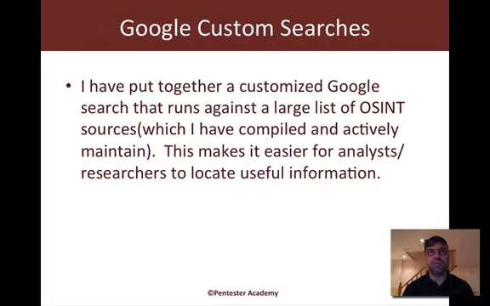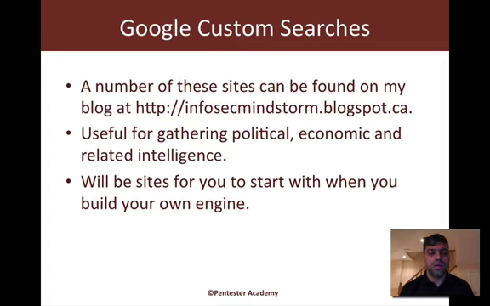So I've put together a number of engines. One of them is an OSINT search engine. Runs against a number of different OSINT sites. Examples can be found on the InfoSec Mindstorm blog. And this one makes it easier for analysts and researchers to grab information. As I mentioned, this particular search engine is useful for gathering economic, political, and related intelligence. Now, I will be giving you sites to get started with when you are building your own engine in Lab 2.